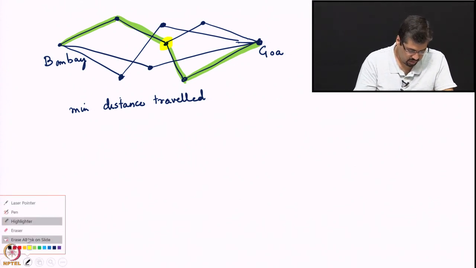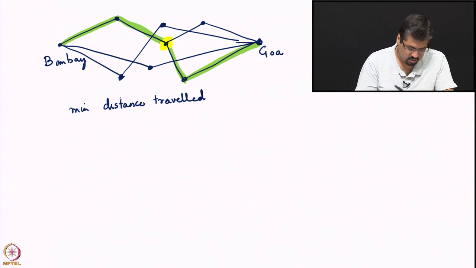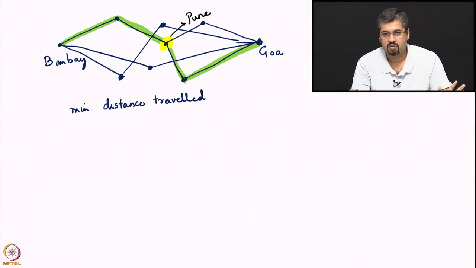Okay, let me give this node a name. This node here is, suppose, Pune. Okay. I know the shortest path from Bombay to Goa probably does not pass through Pune, but I am just cooking it up. So, what we are finding is that the shortest path from Bombay to Goa passes through this node called Pune. Okay. Now, let me ask you the following question. If this green path is indeed the shortest path from Bombay to Goa, what is the shortest path from Pune to Goa?